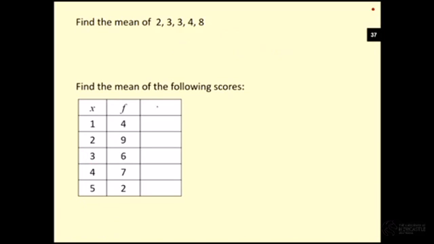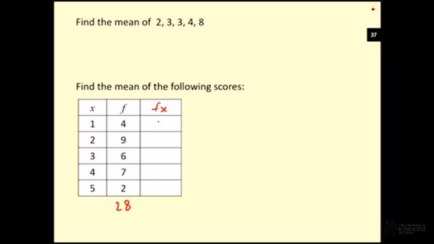We need the FX column to help us. And I also want to sum up the F column, because if I've got 4 of them and 9 of them, let's add this up. 13, 19, 26, 28. I'll just check that again. 18, 28. Yep. So the sum of the F column is actually 28. Let's make the FX column.